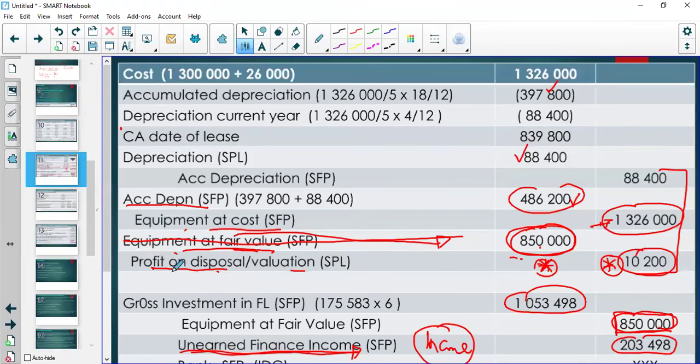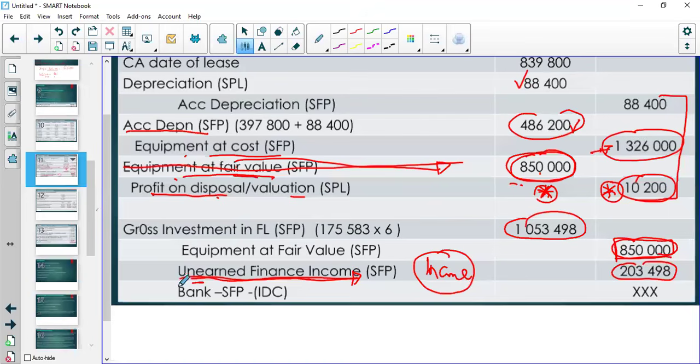Okay, so this is what we do. So if there were some costs incurred in arranging for this lease, they would be here. So this is your accounting for the transfer, just the transfer of the asset. Okay, I don't think it's difficult. That should be something easy to follow.